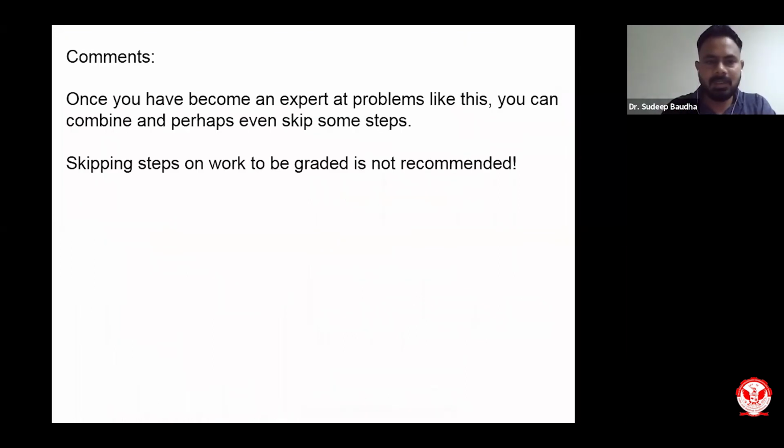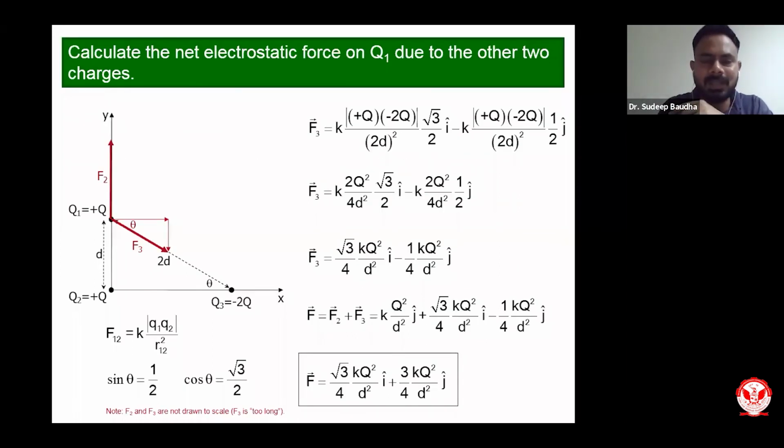So any issues with this? I hope we have done the entire calculation step by step with concrete steps, and I hope you have understood it. Any questions with this calculation? Any questions with this? No, sir.